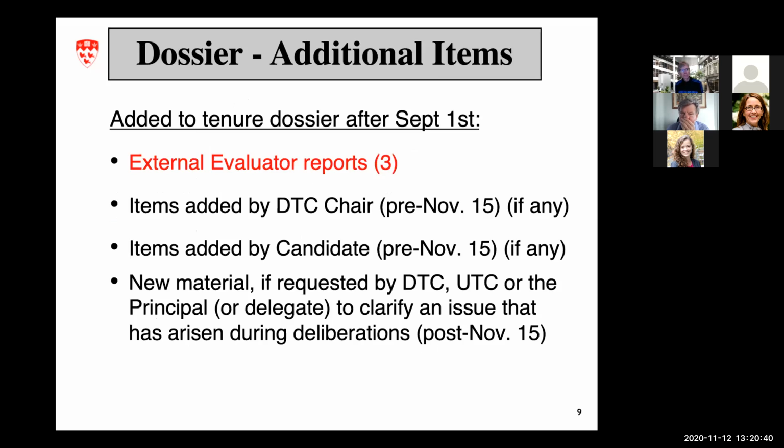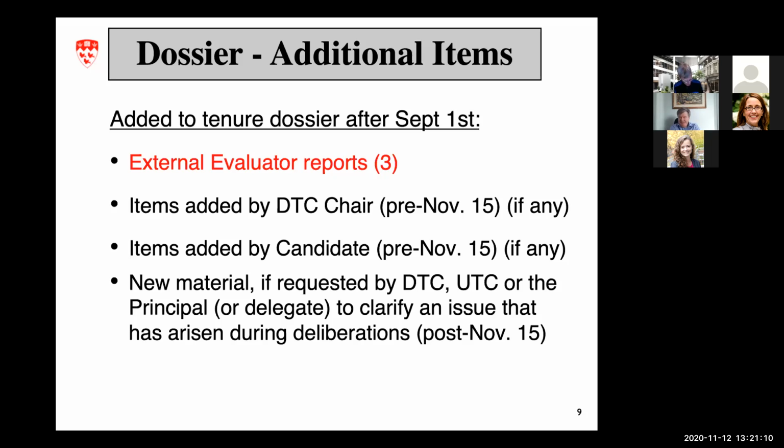After September 1st, so around this period, the external evaluator reports will be added. There have to be at least 3. And the DTC's chair and the candidate can add materials up to November 15th. So that takes us to Sunday. We'll add a day to Monday. So after Monday, the file's locked. So the DTC chair and the candidate can't add anything further by that time.